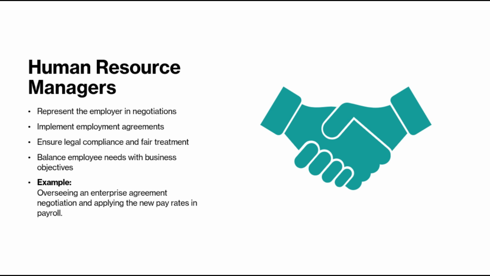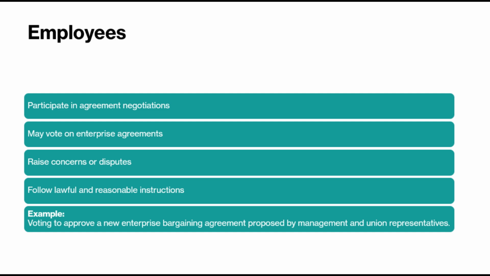For example, if a new enterprise agreement is being negotiated, the HR manager will likely be the one at the table alongside union representatives, working through the terms. Once that agreement is finalized, HR is also responsible for making sure it's followed, things like correct pay, hours of work, and leave entitlements. They're the middle ground between business goals and employee needs, so communication and understanding the law are critical.